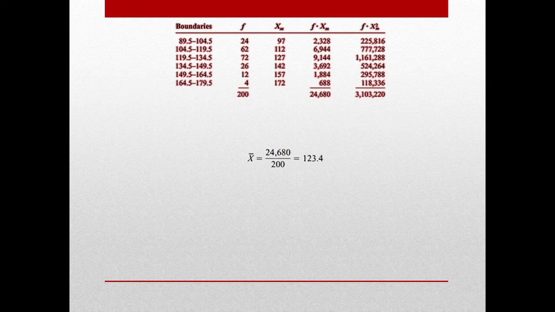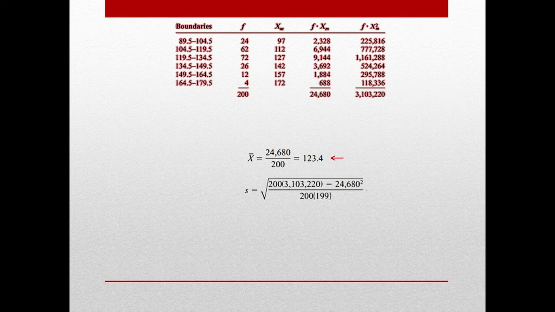And now, for the sample mean. The sample mean is equal to the summation of frequency multiplied by midpoint all over the summation of frequency. So the summation of frequency times midpoint is 24,680 all over the summation of frequency. So 24,680 all over 200 is 123.4.